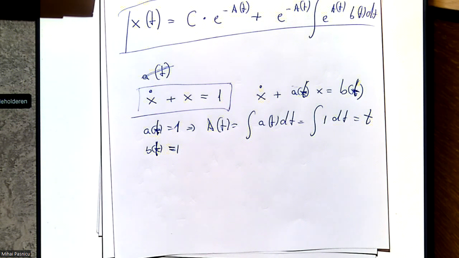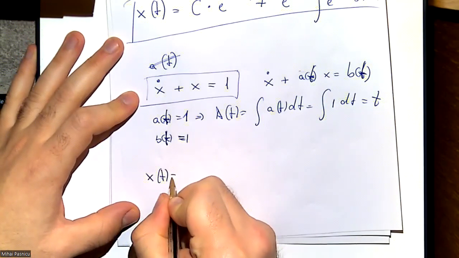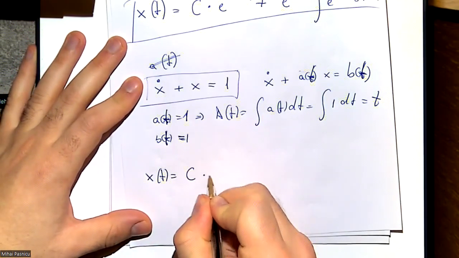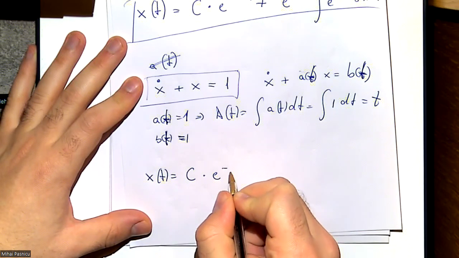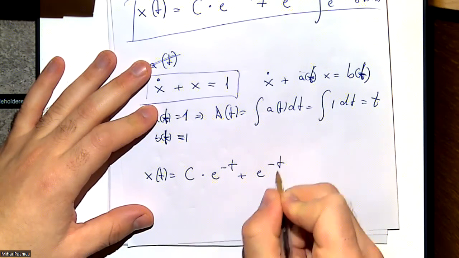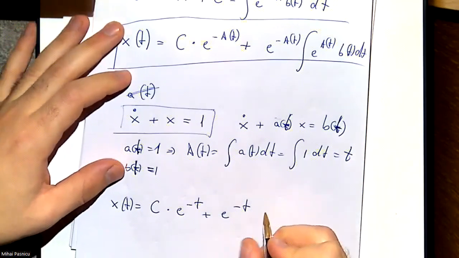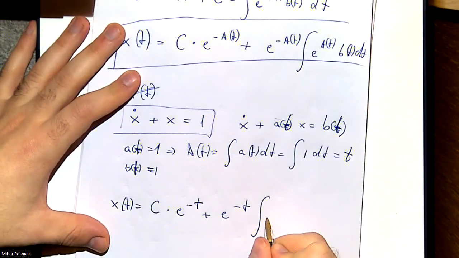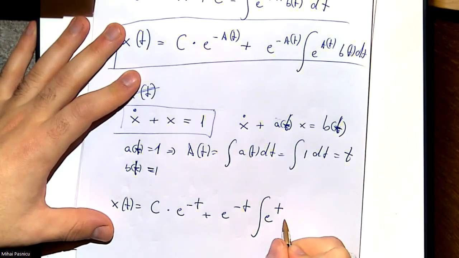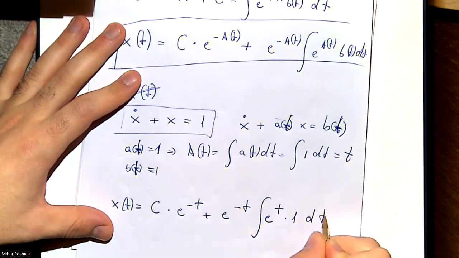And now I am done because I basically just say, okay, x(t) is equal to a constant times e to the minus t, plus e to the minus t times the integral of e to the t times b(t), which is 1, dt. Again, I'm just using the formula above and replacing my A(t). That's literally all I'm doing.